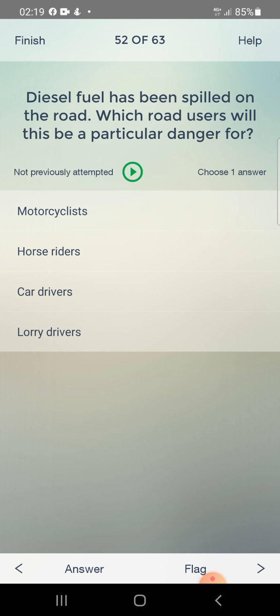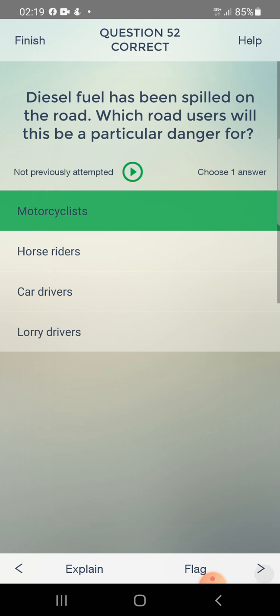Diesel fuel has been spilled on the road. Which road users will this be a particular danger for? Motorcyclists, horse riders, car drivers, lorry drivers. Motorcyclists.